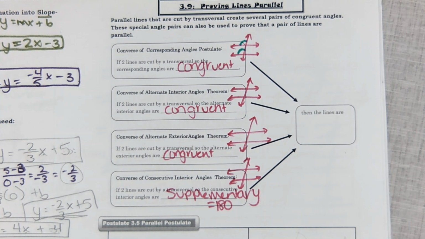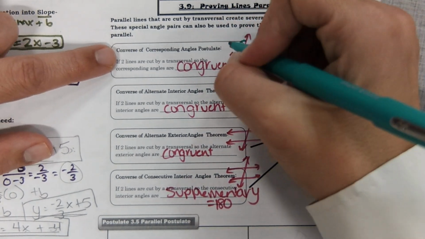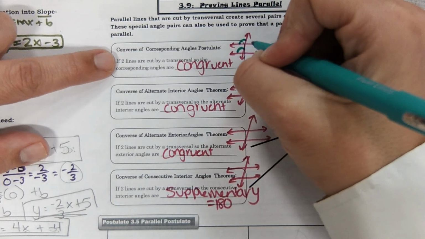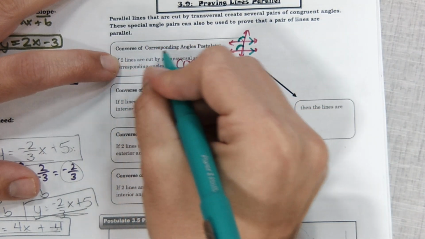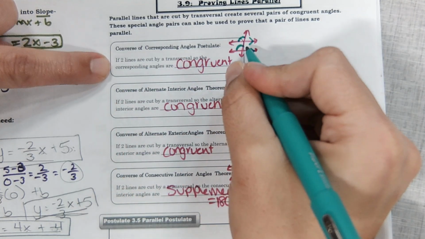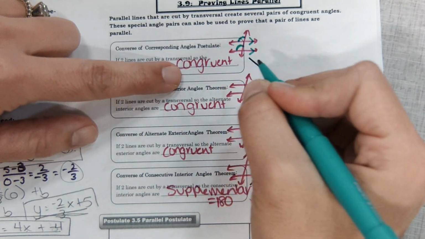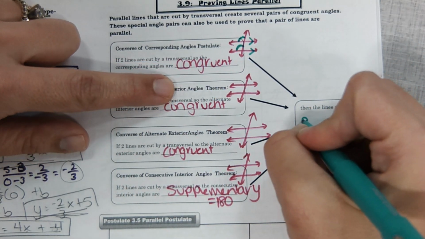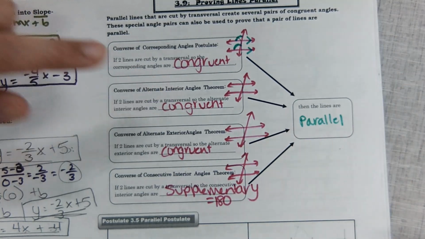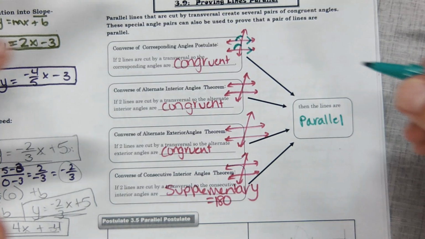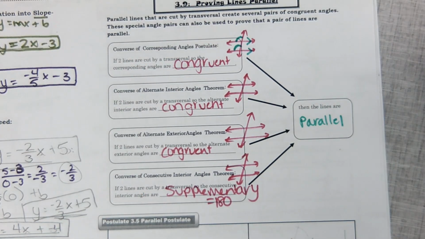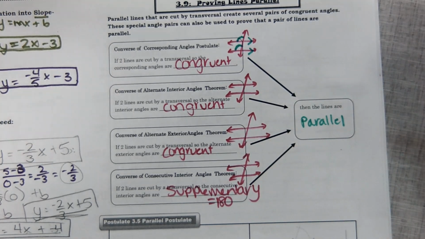Okay, so the converse of the corresponding angle postulate: if your corresponding angles are equal, then you can say that these lines are parallel. So converse of corresponding angle postulate, if two lines are cut by a transversal so that the corresponding angles are congruent, then the lines are parallel. Last week we said, if the lines are parallel, then corresponding angles are congruent. So the converse is just, if the corresponding angles are congruent, then your lines are parallel.